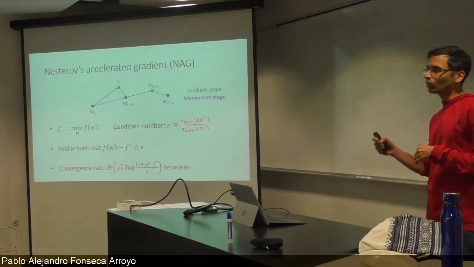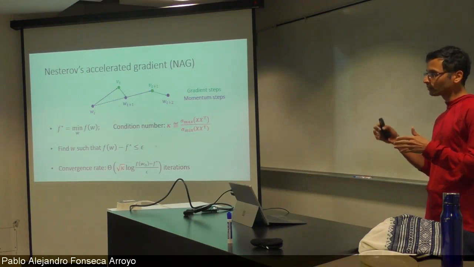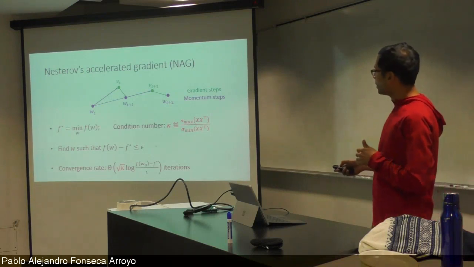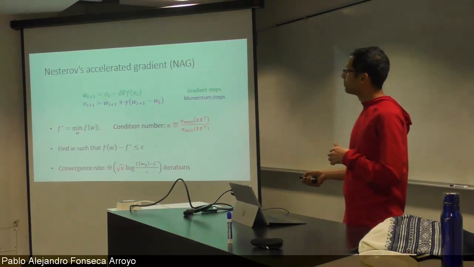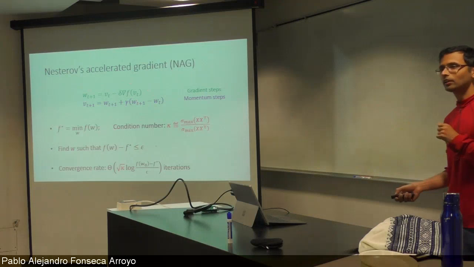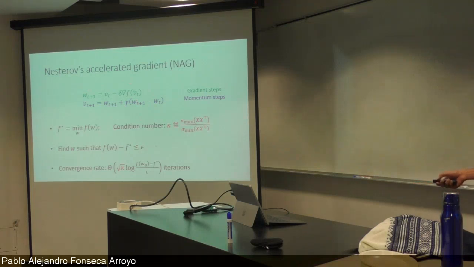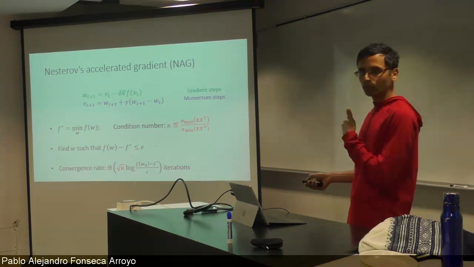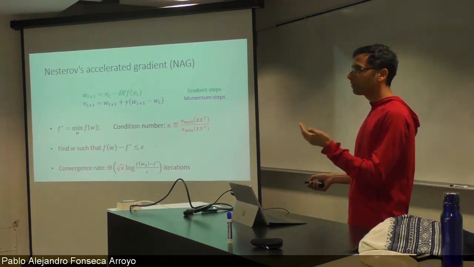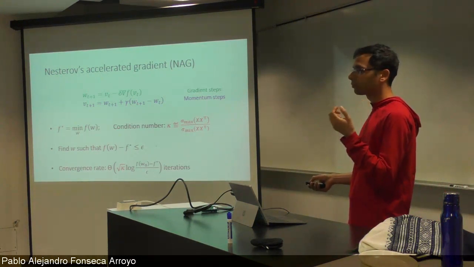So we have two iterates and two kinds of steps, and this is how the algorithm proceeds. In equation form, this is how it looks. The exact form of the equations is not important, but what I want to stress here is that the amount of time taken per iteration of Nesterov's accelerated gradient is pretty much the same as that taken by an iteration of gradient descent.